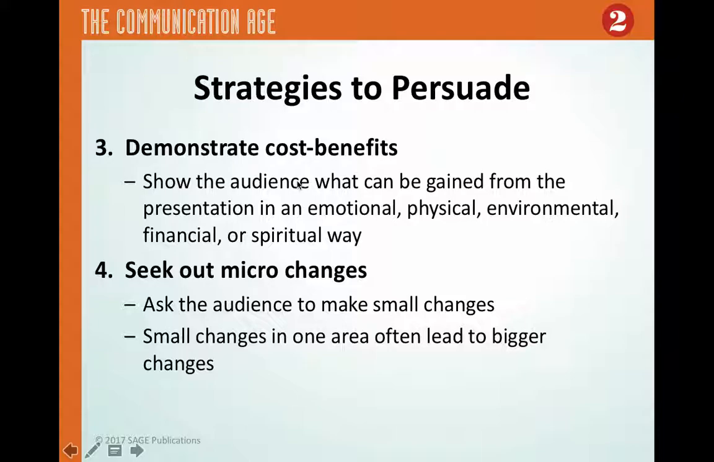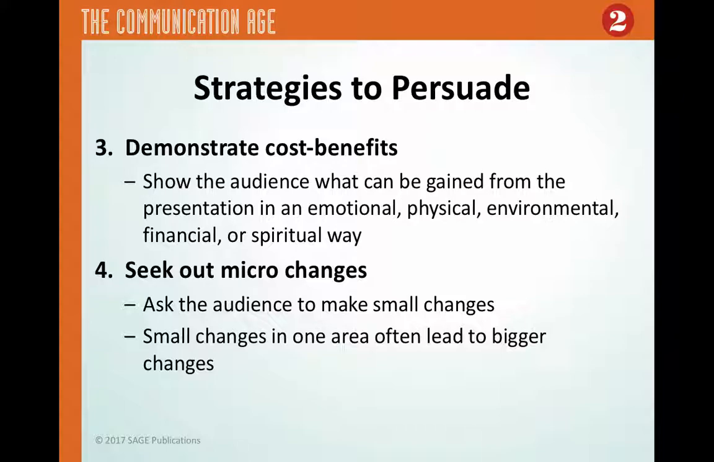Demonstrate the cost and the benefits. Again, show the audience what they can gain from this, whether it's emotional, physical, environmental, financial, or spiritual. Try to show them throughout the speech why it's beneficial for them to listen to this and consider what you have to say. Again, ask them and seek out micro changes.